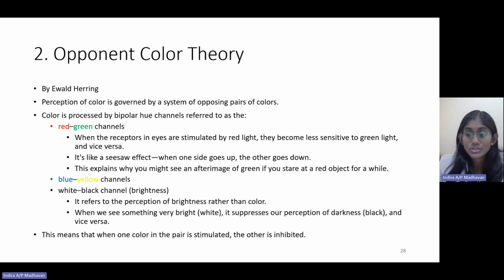It is known to help with brightness. It refers to the perception of brightness rather than color. It is more about how bright or how dim the color is. So when we see something very bright, like white, it suppresses our perception of darkness and vice versa. If we look at dark for a long period, it suppresses our perception of the bright. So this means that when one color in the pair is stimulated, the other is inhibited. So it works like a seesaw. Okay, thank you.